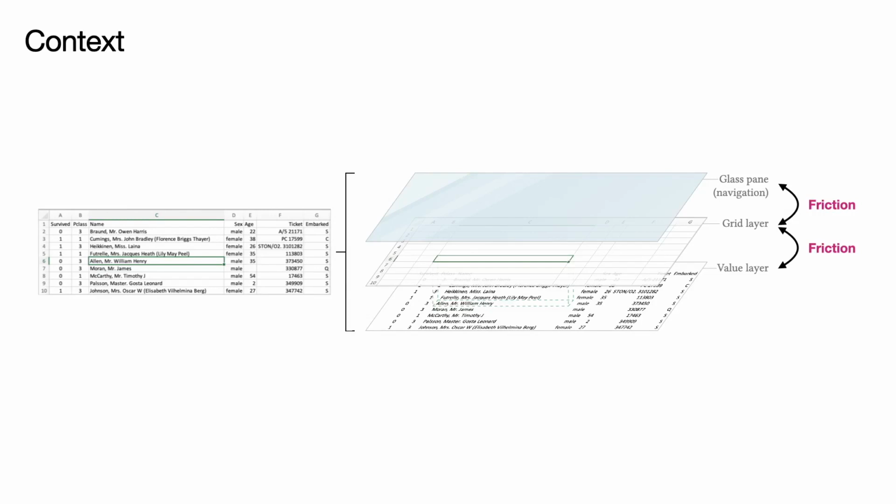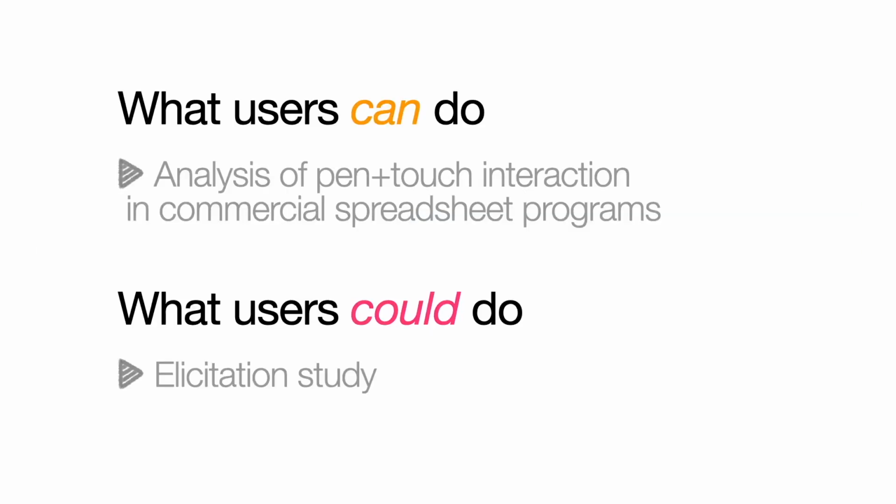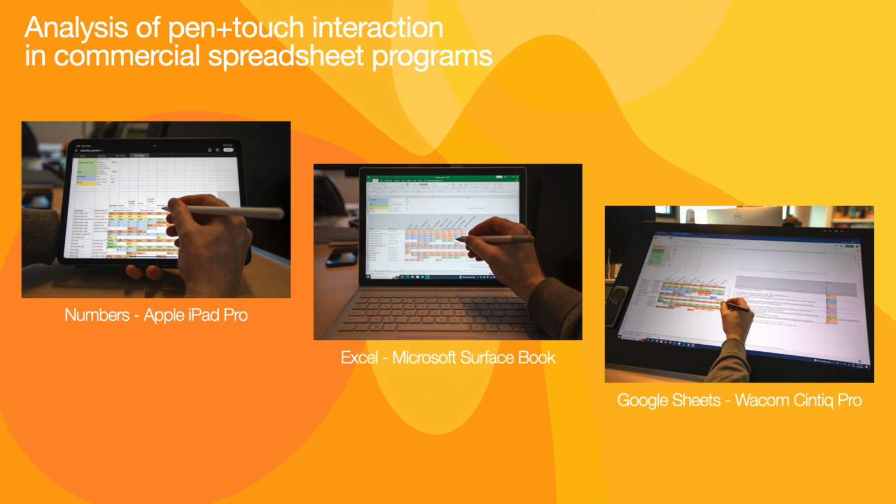When we want to interact with the grid, navigate above, reach the cell values underneath, and go back and forth between these layers, our misinterpreted actions slow down the workflow. Now, in order to understand precisely the issues to address, we looked into what users can do with spreadsheet programs on interactive surfaces through a systematic analysis, and then we looked into what they could do with those programs through an elicitation study.